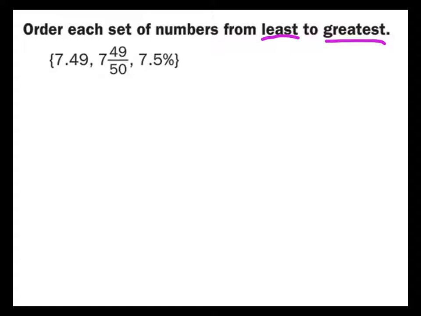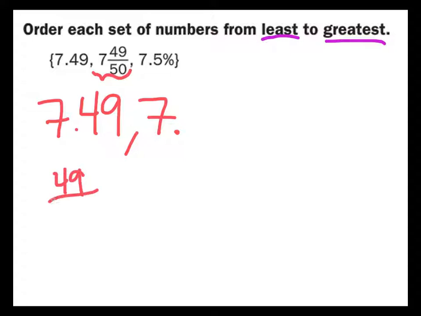So if we look at this, 7.49 is already decimal. I have 7 units in this one, point. If I do 49 divided by 50, I will have 0.98. All right?